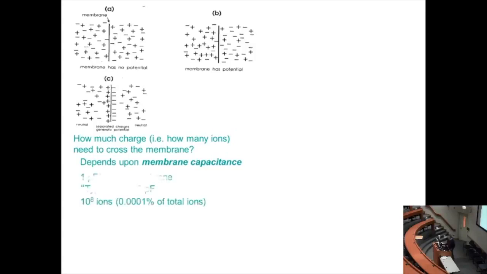So what is capacitance? It's the number of charges needed to generate a given voltage, okay? Typically, that would be about 10 to the 8th ions to generate a 60 millivolt difference across the membrane, and that is 0.0001% of the total ions. A very small percentage, okay? So unless your cell is very small, that is going to be insignificant, because in a normal sized cell, that'll be a very small percentage of the total number of ions, okay?